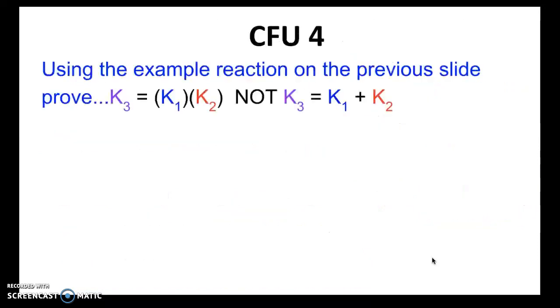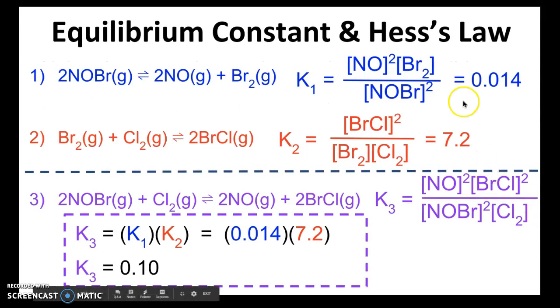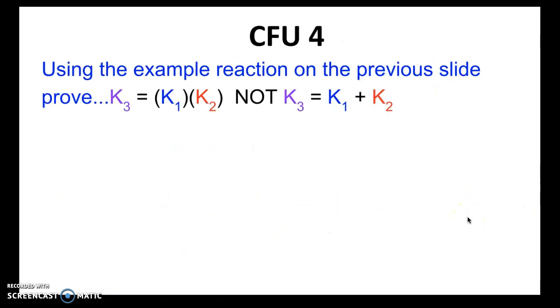Okay, so here's your CFU. I want you to prove that we actually multiply K1 and K2 to get K3, and we're not adding them up. The way I want you to prove it is simply by multiplying the K's together. You have your K expressions. Take the expression for K1, which is this one here, multiply it with the expression for K2, and then see if that is equivalent to K3. Pause the video now. When you press play again, the answer will be revealed.